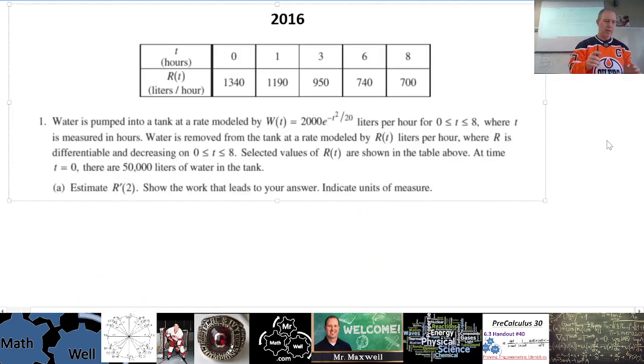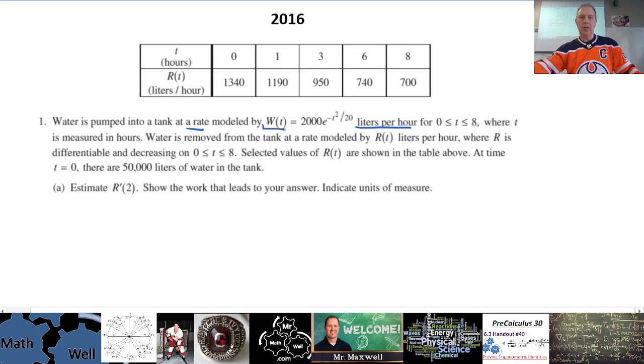Okay, so we're going to do another one, a table free response question that says this. Water is pumped into a tank at a rate of W(t) equals 2,000 e to the negative t squared over 20 liters per hour. So this W(t) here is a first derivative, like an F prime, however you want to note that. Water's pumped into a tank, so it's going into the tank, from 0 to 8.